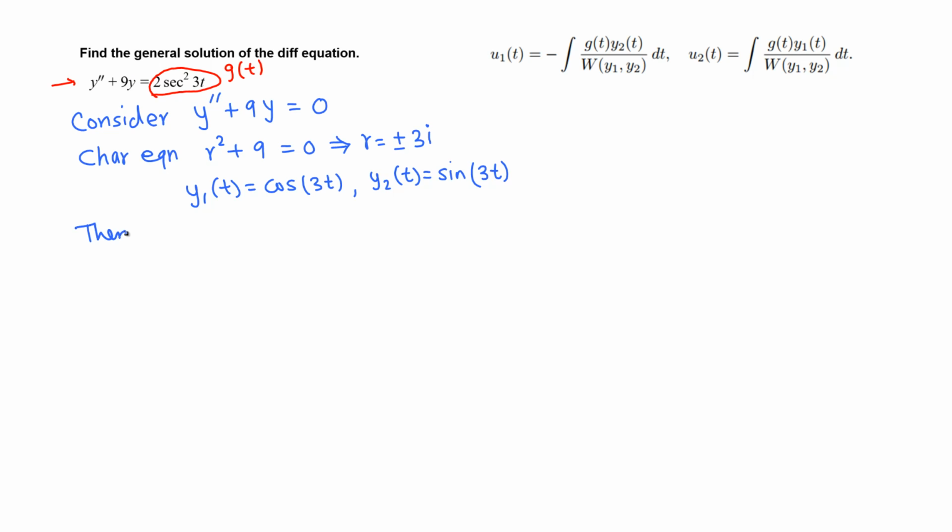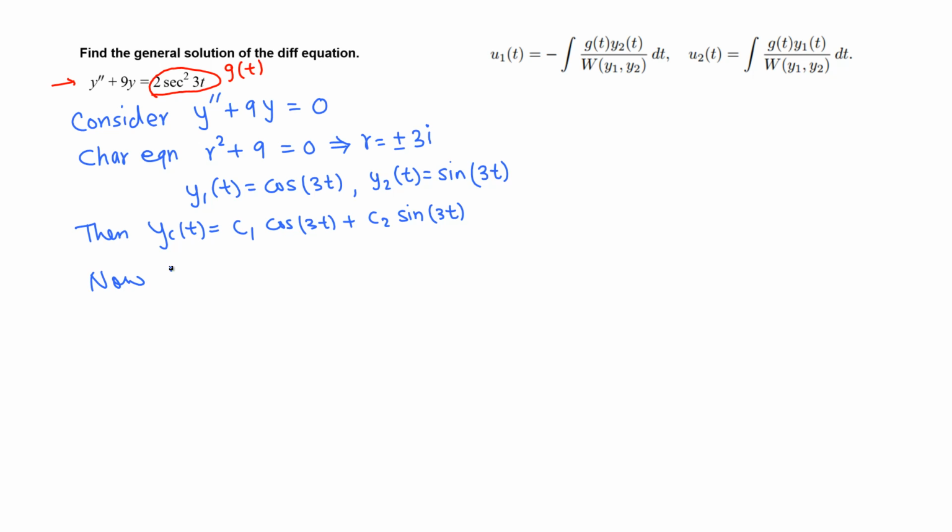Then yc(t) will be just c1 y1, which is cosine 3t, plus c2 sine 3t, where c1 and c2 are arbitrary constants. Then the solution of the original equation will be yc plus yp, a particular solution. Okay, this is yc.